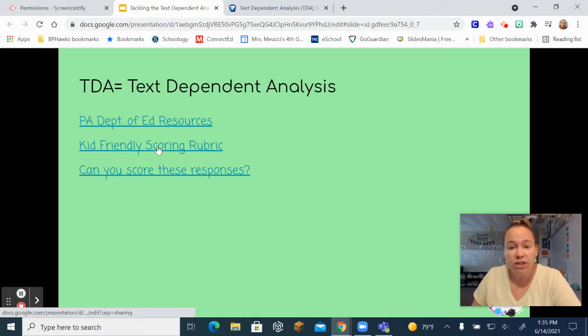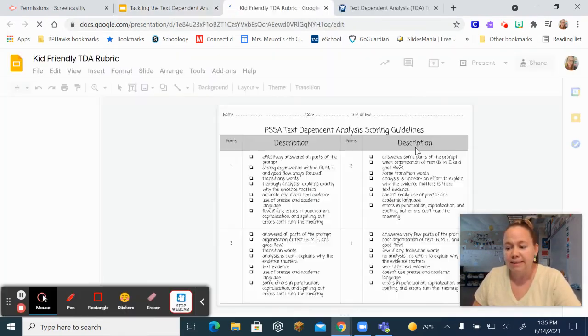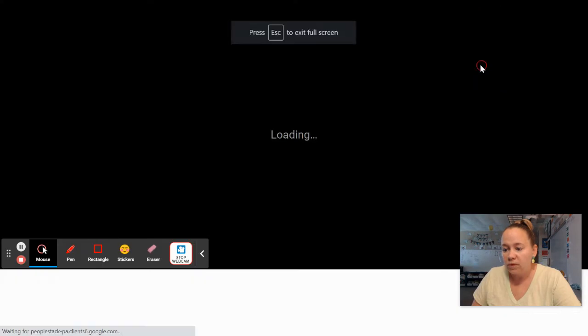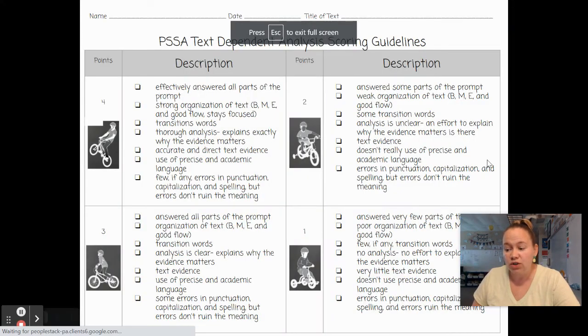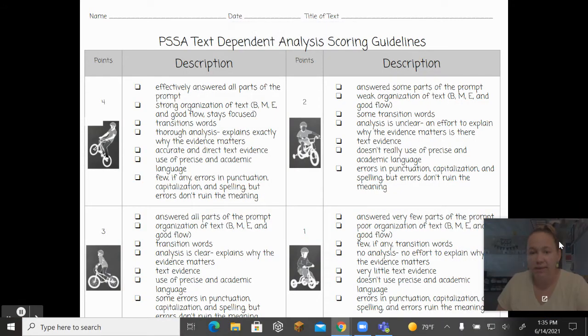Then we have a kid-friendly scoring rubric. So this is the language that is on the rubric for the PSSA, broken down into kid-friendly terms. And sometimes I have students score their own writing using this rubric. As you can see, these pictures of the child on the bicycle. A 1 means the child is just getting started with the task of riding a TDA or riding a bicycle, right? They still have a tricycle.